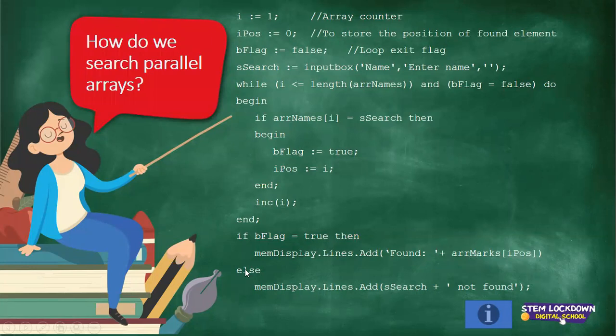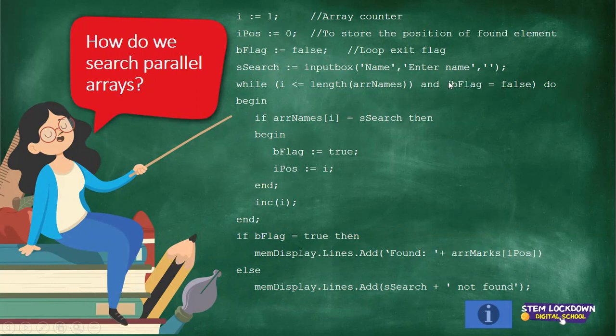Else, well, what is else? Now this over here, B flag equals true. This is outside of my while loop. So two scenarios could have occurred here in my while loop. One, I could have found the name, or two, I never found Mary. Mary was never in my array to begin with. So what's going to be the difference? If Mary was found, I'm going to have a B flag equals true, and I'm going to have an I pos with some sort of value more than 0.